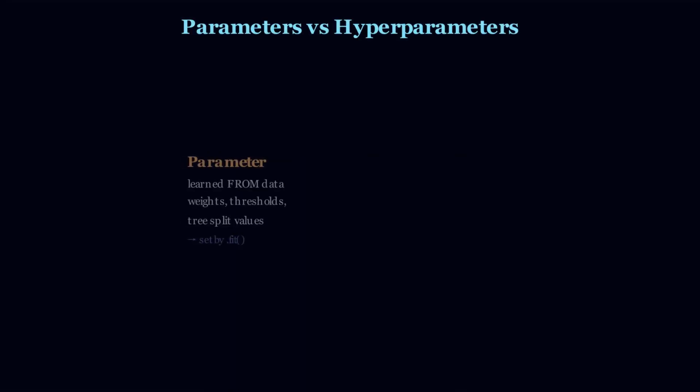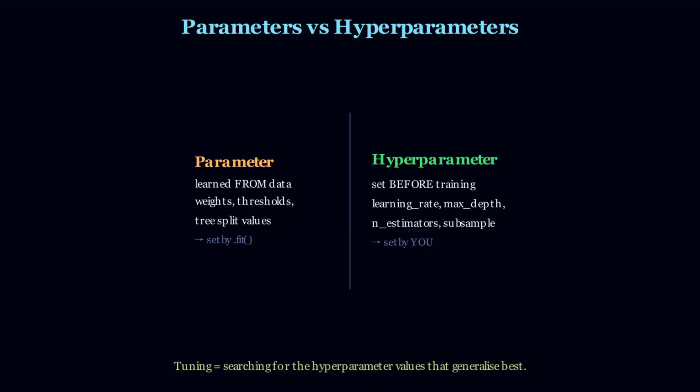Let's separate two words people mix up constantly. A parameter is learned from data: weights, split thresholds, tree structure. A hyperparameter is set before training even starts. Learning_rate, max_depth, n_estimators, you choose those, not the data. Tuning means searching for the hyperparameter values that generalize best.